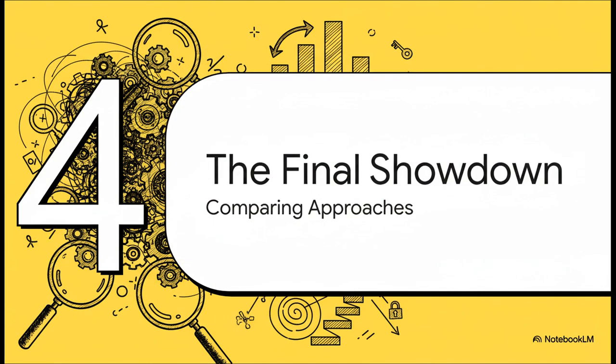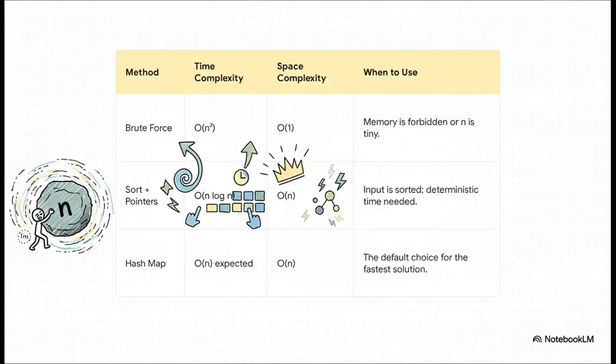Okay, so we've looked at three totally different ways to crack the same problem: the brute force way, the sorting way, and the hashing way. Let's put them all side by side so we can really get a feel for when you'd use each one. This table just sums it all up perfectly.